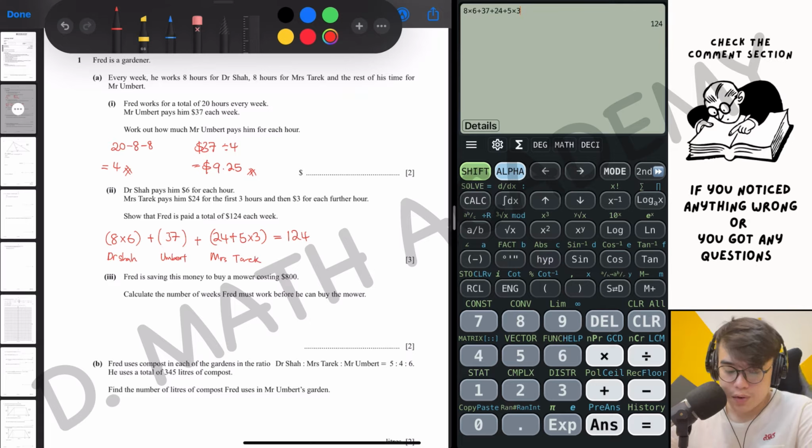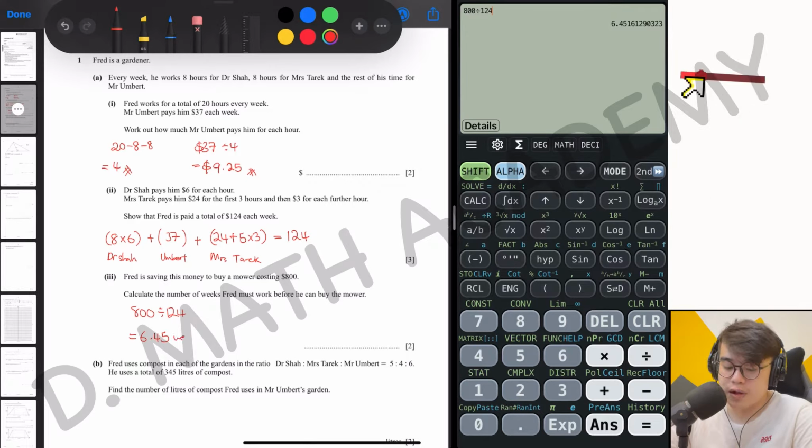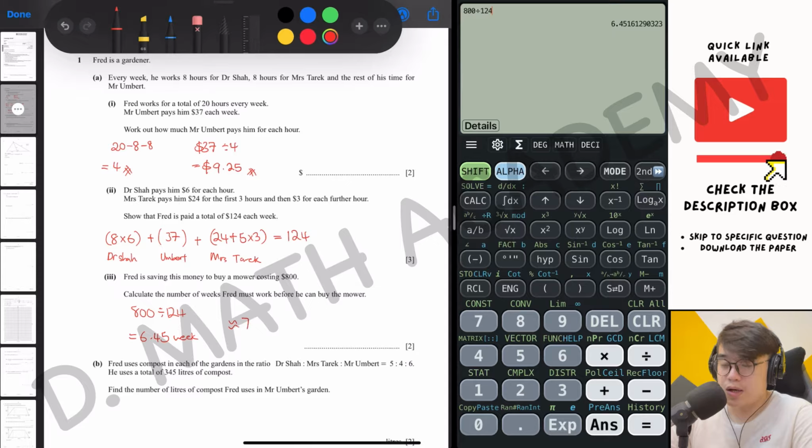Part 3, Fred is saving this money to buy a mower costing 800. Calculate the number of weeks Fred must work before he can buy the mower. So 800 divided by 124. So you get about 6.45 weeks, which you must round up to 7 weeks. That will be your final answer here.